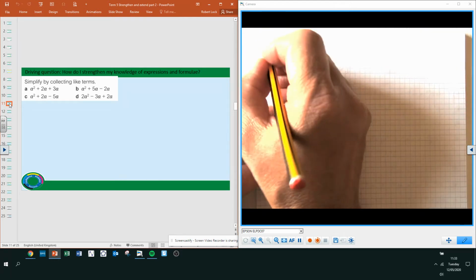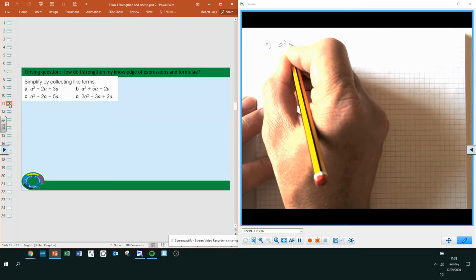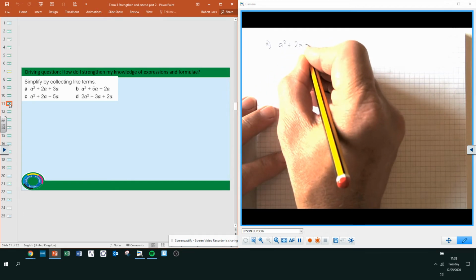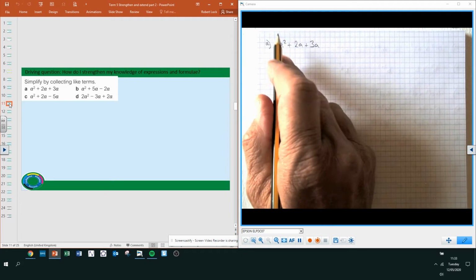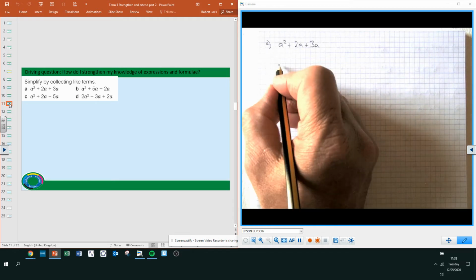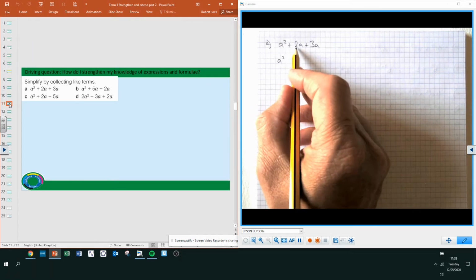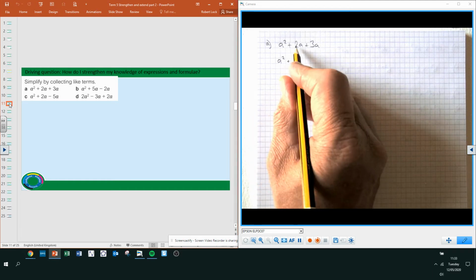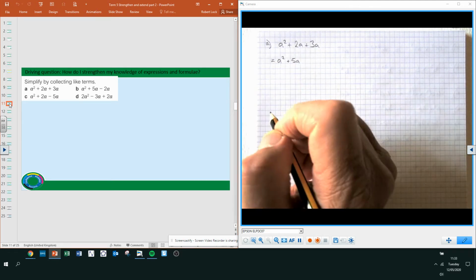Simplify. A squared plus 2a plus 3a. A squared is different to a. They're not the same. So the answer will be a squared, because that's the only a squared you got, plus 2a plus 3a. So 2a plus 3a is 5a. There's your answer.